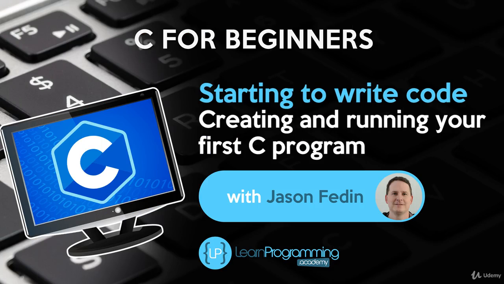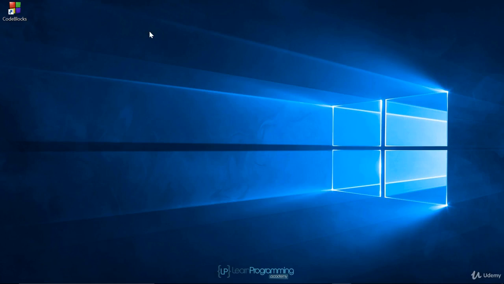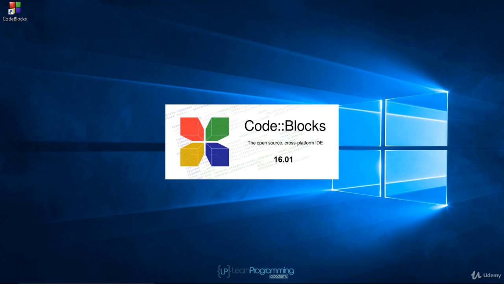Hello and welcome. In this lecture, I want to show you how to create and run your first C program. The purpose of this lecture is not necessarily to have you understand the code that you're running, but to introduce you to the compilation and the building, how to run your program, and what you encounter. So the first thing you need to do is bring up Code Blocks. Double click on the icon here and bring up the IDE.